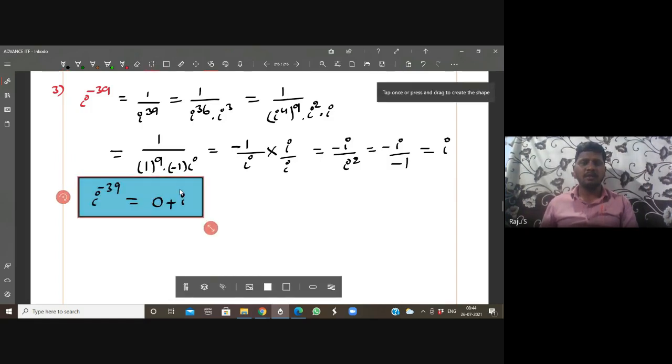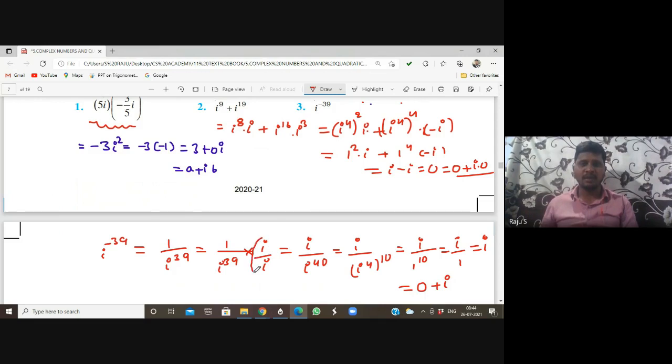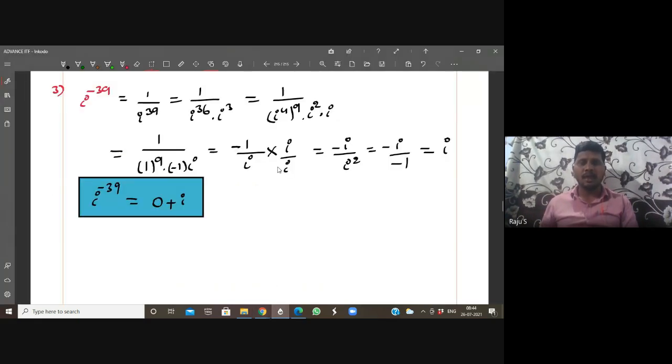Okay, you can write either by multiplying and dividing with iota directly here, either you can do like this, or else you can write i power 36 into i cube. That's up to you. Clear?